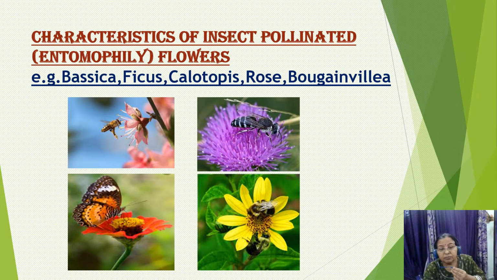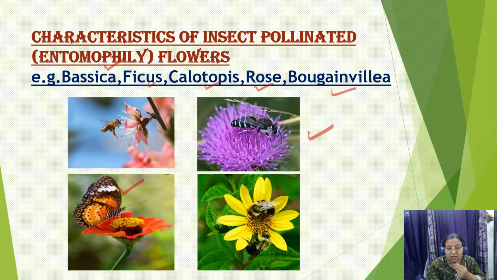Next is entomophily. You must have heard flowers, friends, the honeybee and the butterflies. So these are the butterflies. So entomophily, entomology is the study of insects. So entomophily is the pollination by insects. So brassica means sarson, ficus, bud, calotropis, rose, acta भी कहते हैं कई इसको, bougainvillea. These are the examples where the insects pollinate the flowers.